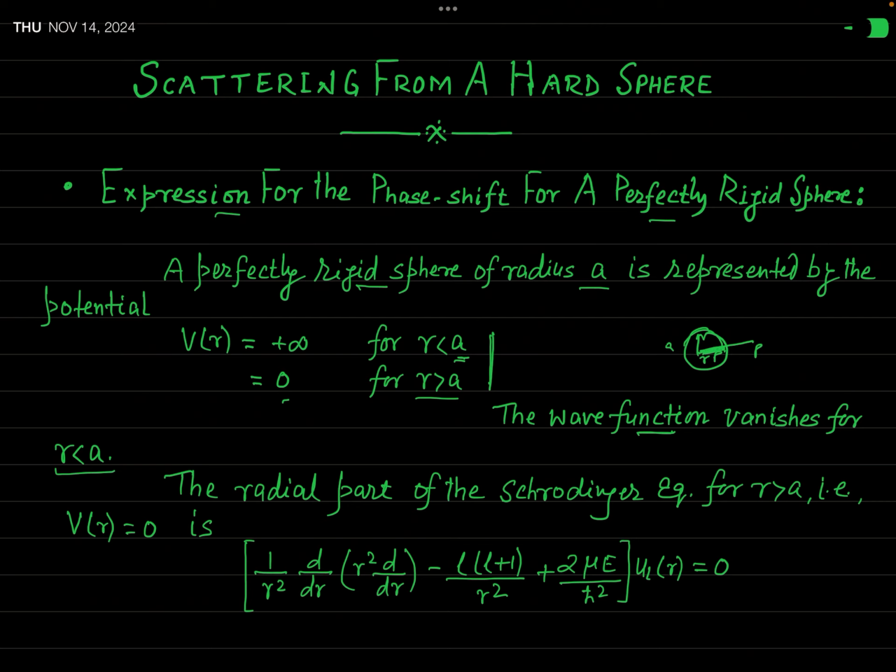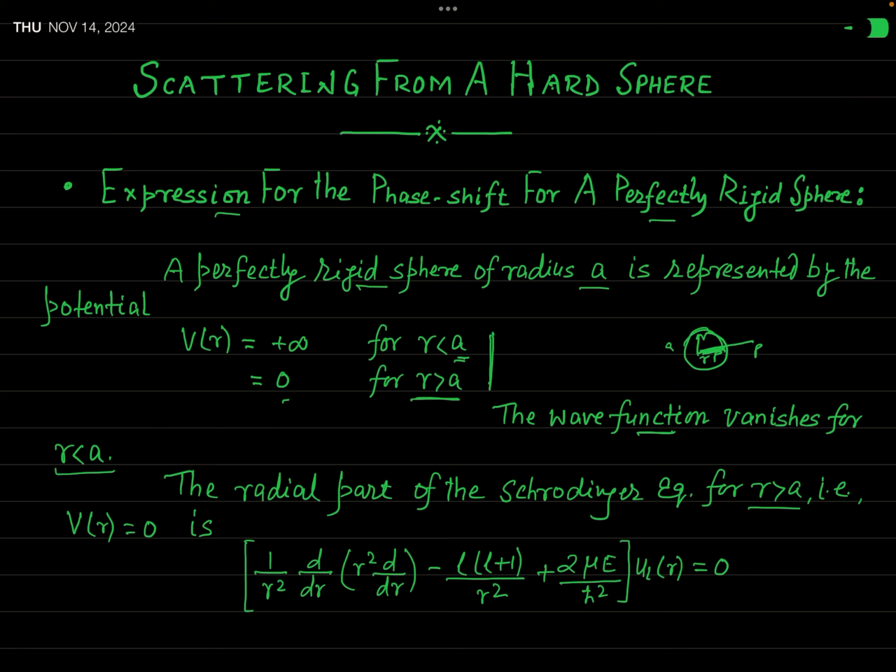Okay. Now, as you know, in partial wave analysis, we always solve the problem in terms of the radial part of the Schrodinger wave equation. So now let us write the radial part of Schrodinger wave equation for the region where r is greater than a, because in this region you can see that potential is 0. So we will write the radial part of Schrodinger equation in this region r greater than or equal to a.